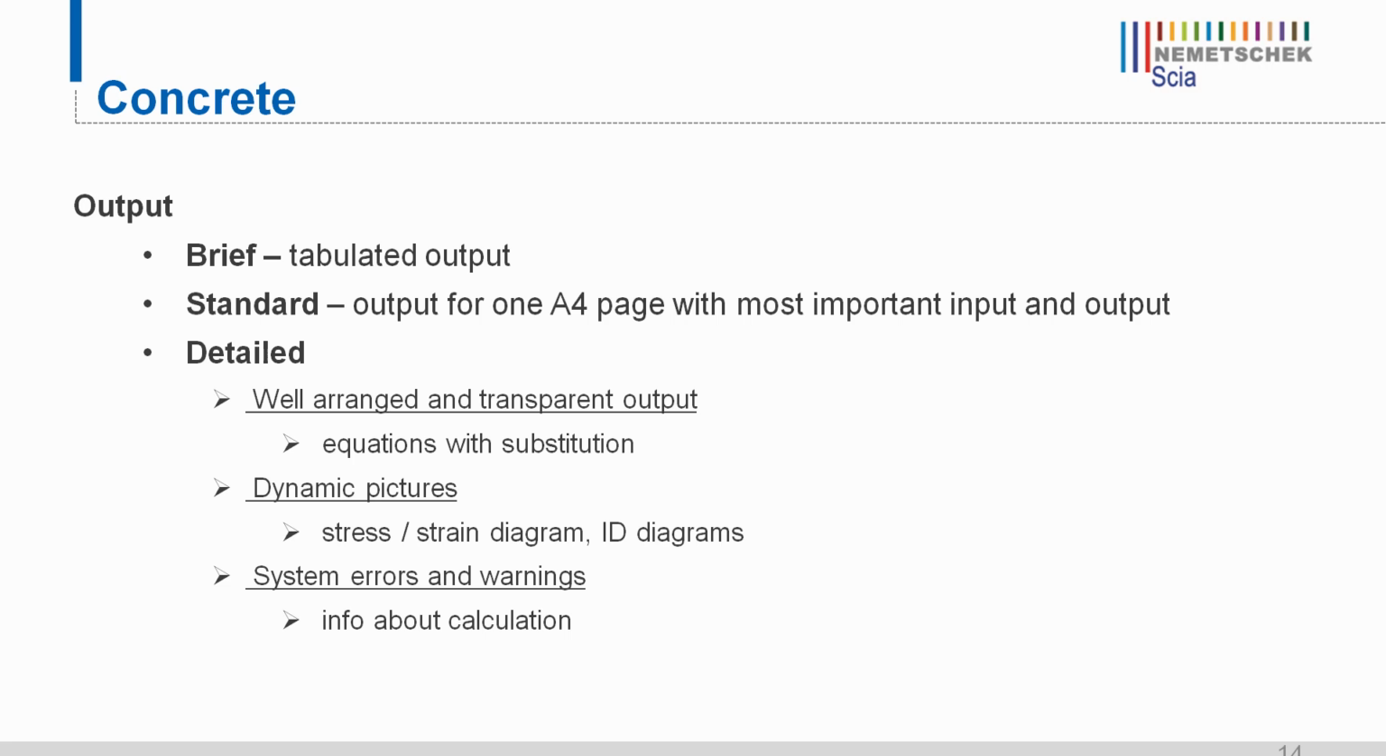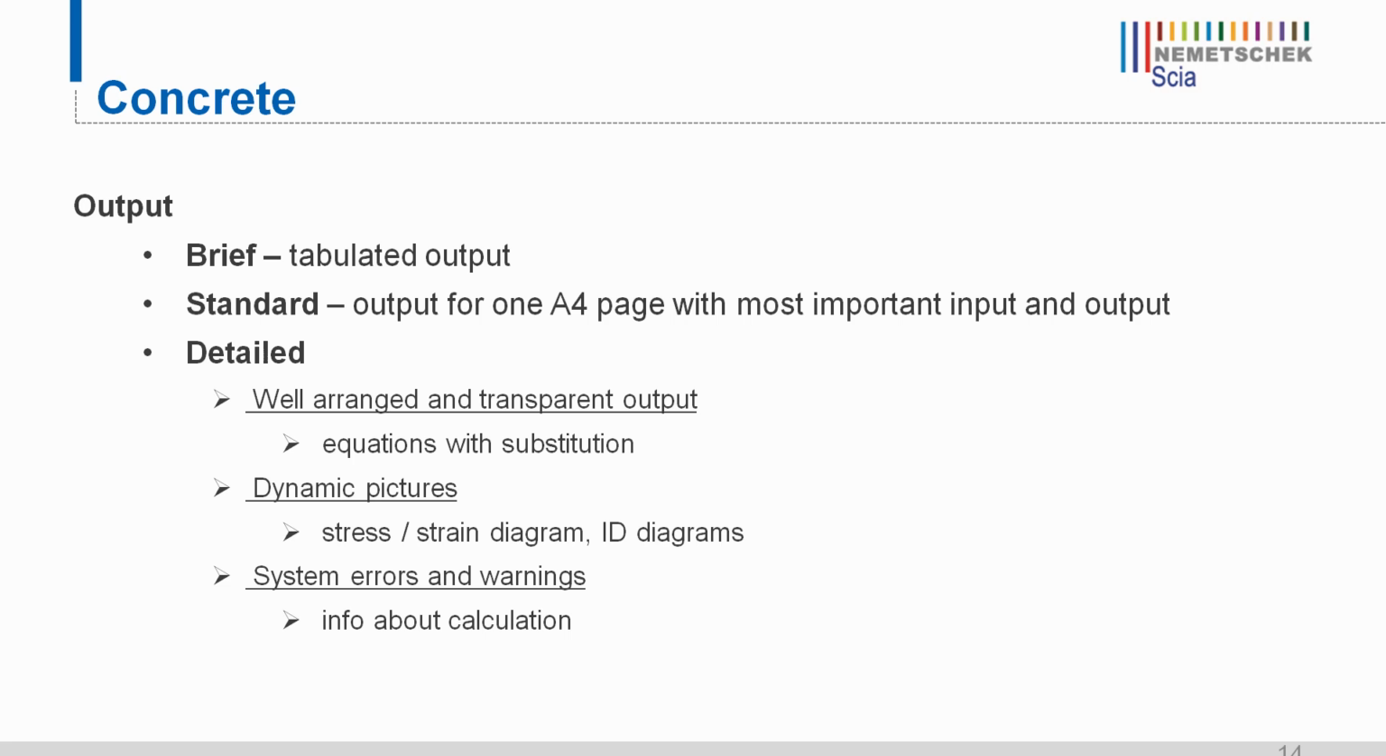Then the output has also been improved. Now you have the choice between 3 types of output: brief, standard, or detailed. Brief is just a simple table with unity check values or with required area of reinforcement. Standard is only one page with the most important information.